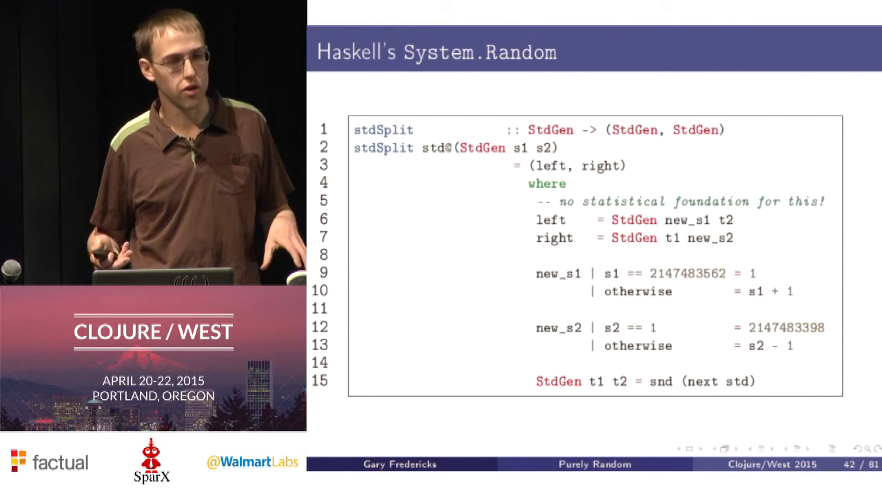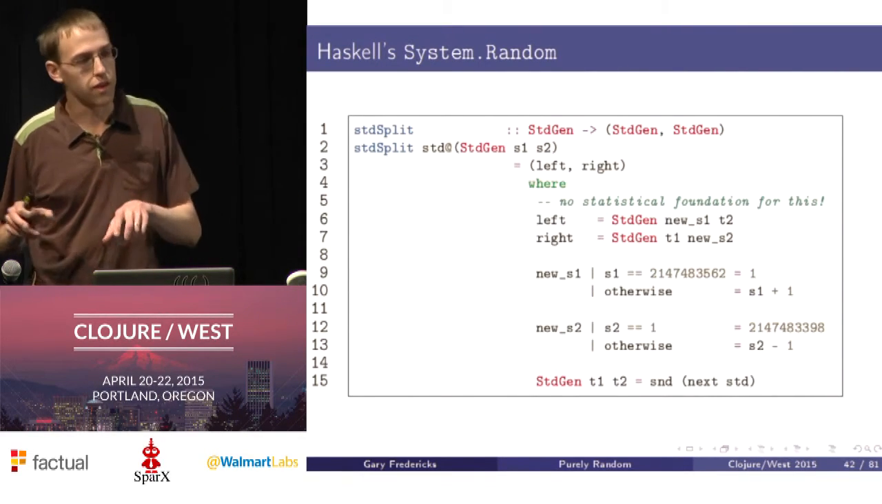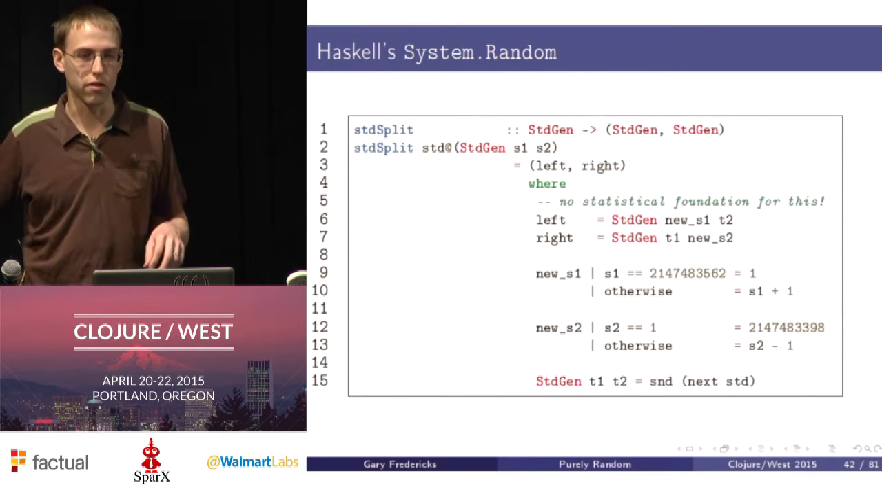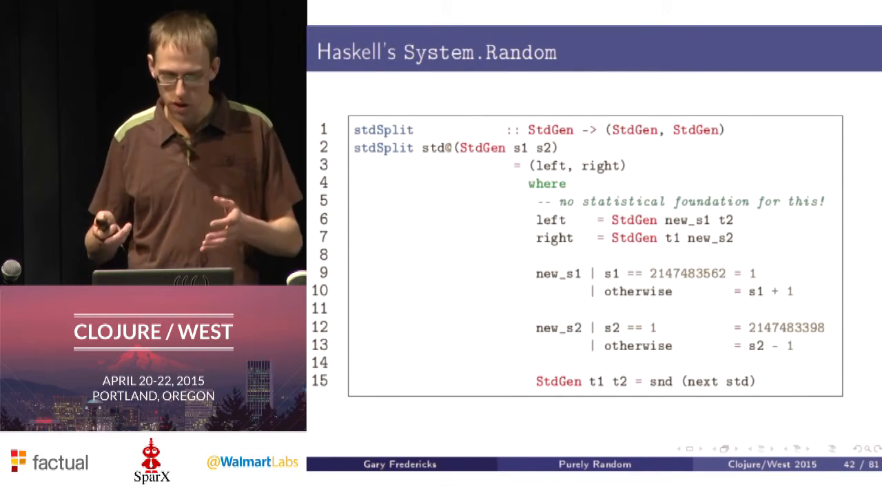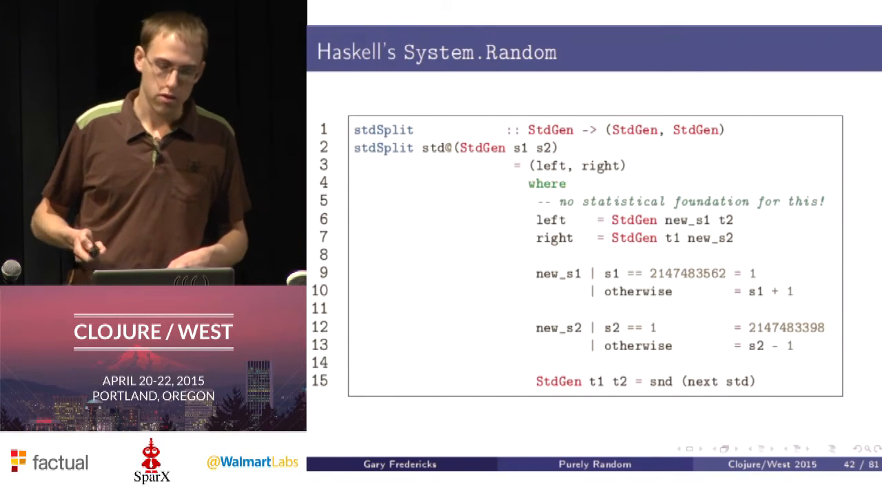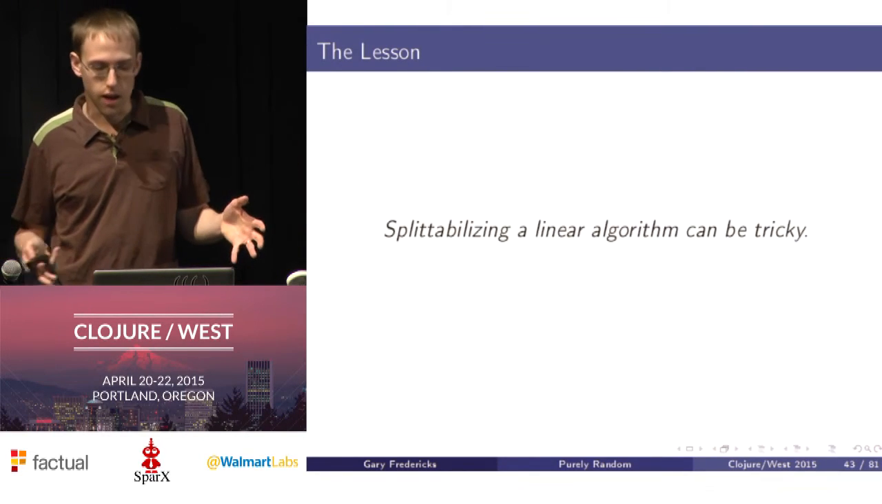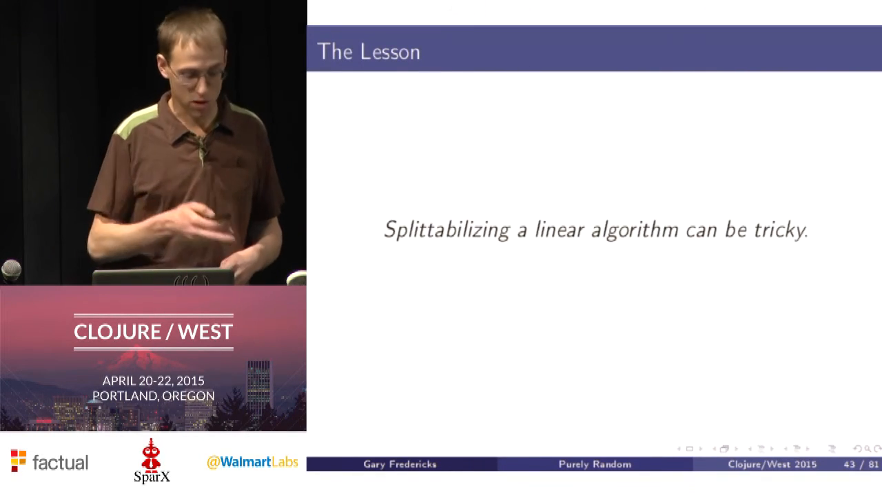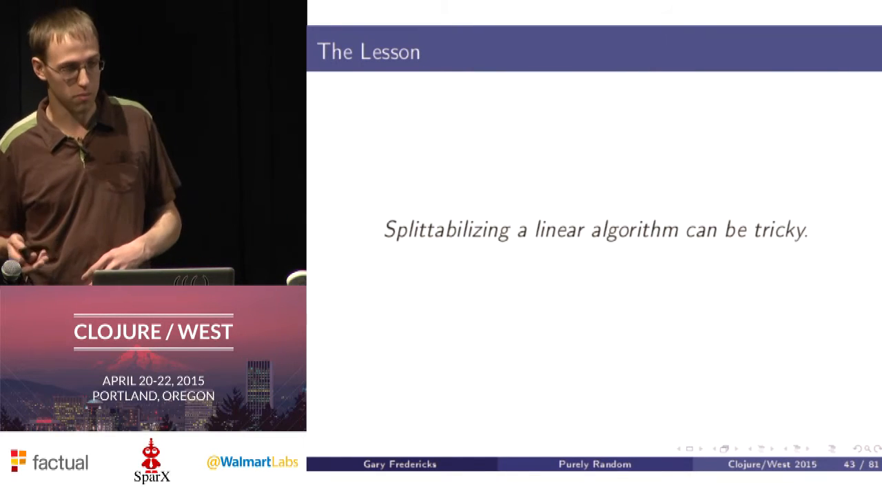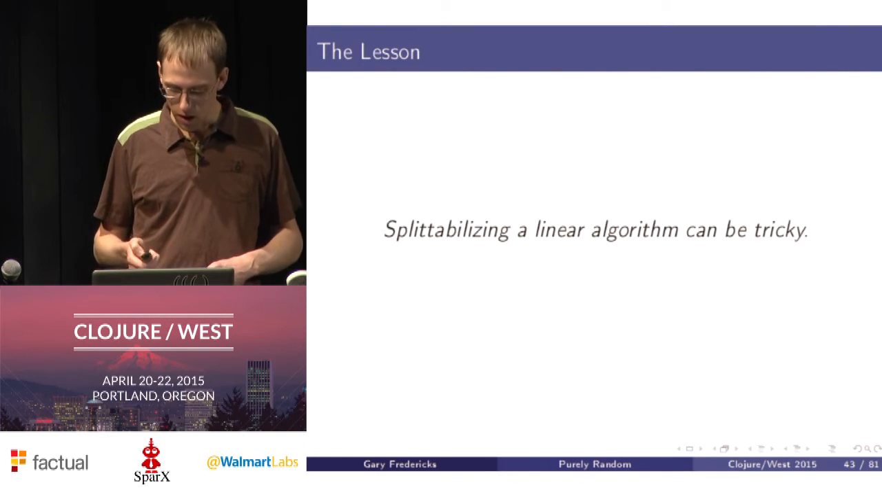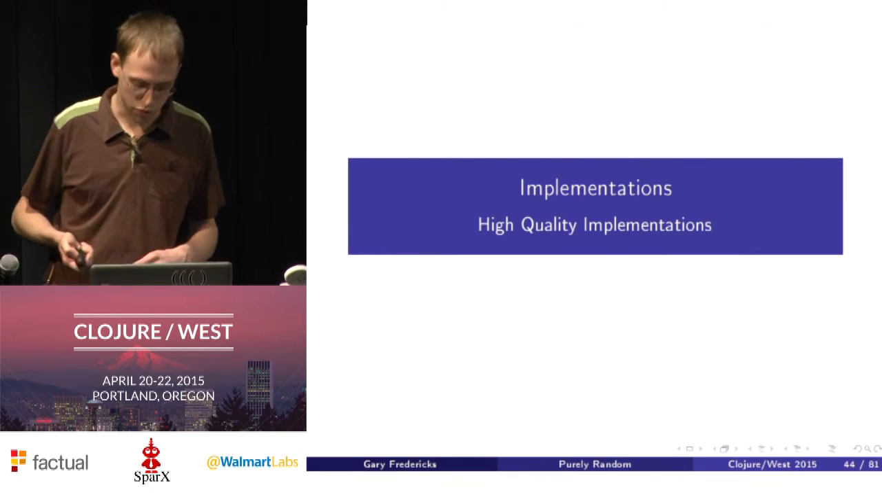In particular, when you're using QuickCheck, it's very easy to write simple generators that will never generate certain values because of how it uses split. So the lesson here is that writing a splittable algorithm, especially trying to bolt it onto a linear algorithm, can be very tricky. So let's talk about more professional ways to do it.